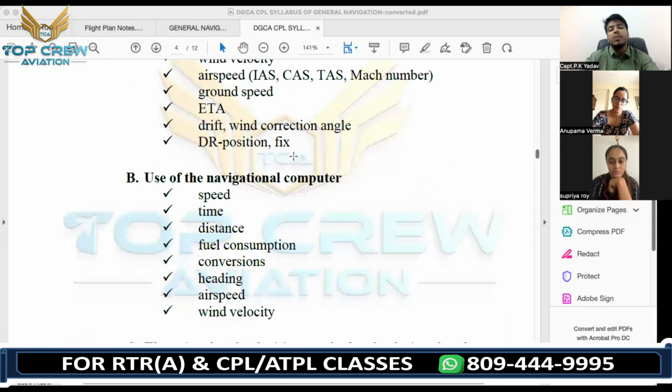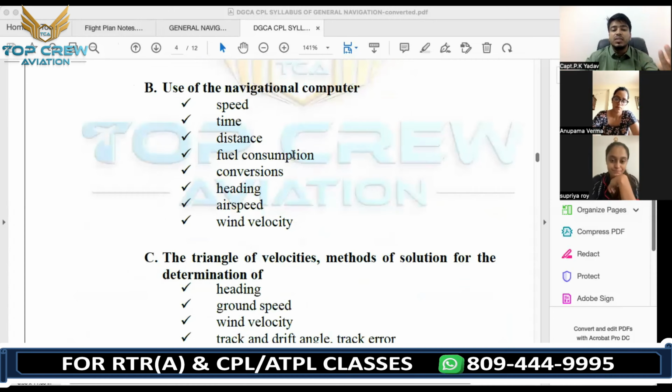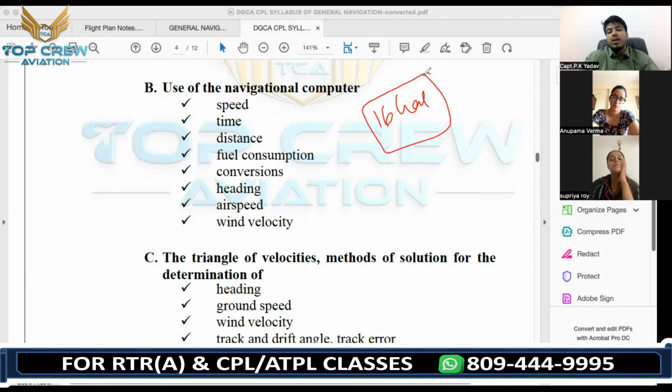Use of navigational computer: speed, time, distance, fuel consumption, conversion, heading, air speed, wind velocity. So in terms of time and distance, it is the same thing we studied in our 10th or 12th, but we would understand it in terms of, for example, if we have fuel of 16 gallons, how many minutes we can survive. So we would understand in detail how we play with the fuel and how important it is for us.